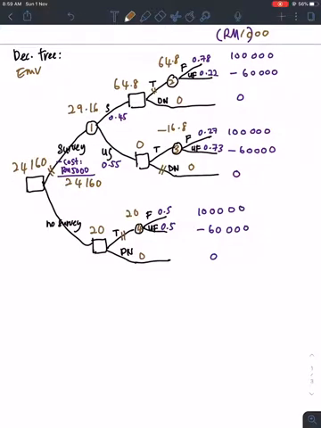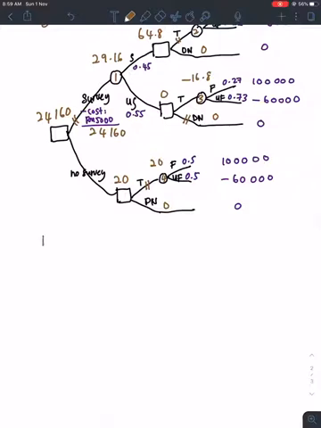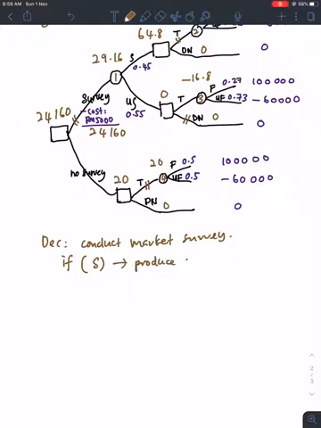Okay, compare with 20k. This one kita akan choose as our final decision. Okay. So our decision statement in this case, conduct market survey. Okay. If result success, produce new type of tablet, and if result unsuccess, do nothing.